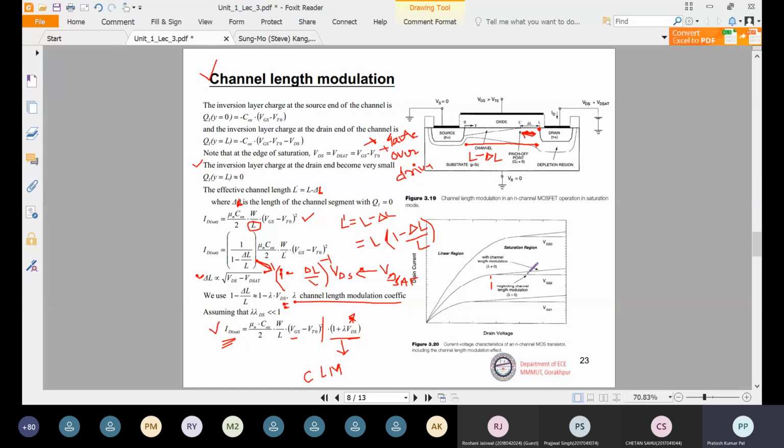If we neglect channel length modulation, then the current will be constant. So if channel length modulation lambda is equal to 0, then this will be the expression. If lambda is not equal to 0, then this will be the plot of the drain current with respect to VDS. Okay, so this is clear.